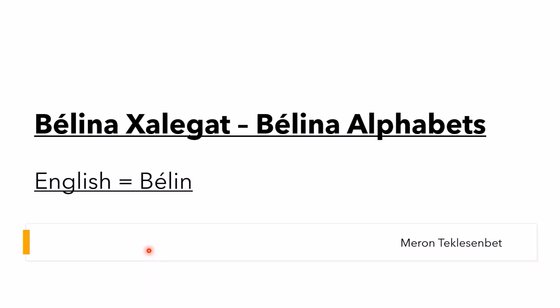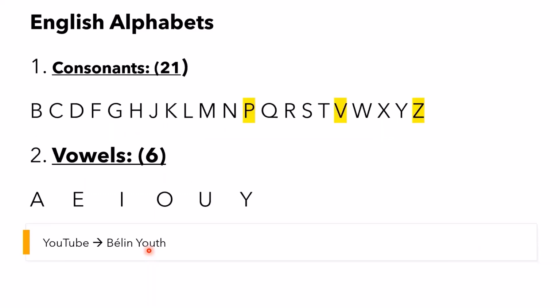So the Bélin alphabet is called Xalegat. As I said, I'm going to compare it to English to make it easier for you. And here we have the English alphabet. The English alphabet is divided into two groups: one is consonants, the other is vowels. We have about 21 consonants, and they are B, C, D, F, G, H, J, K, L, M, N, P, Q, R, S, T, V, W, X, Y, Z.